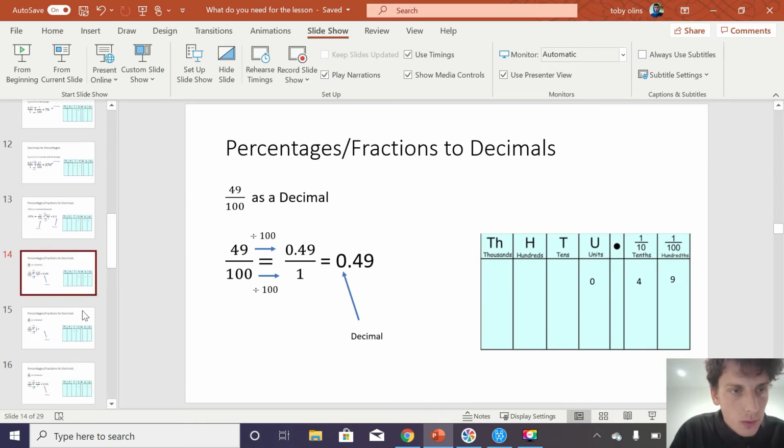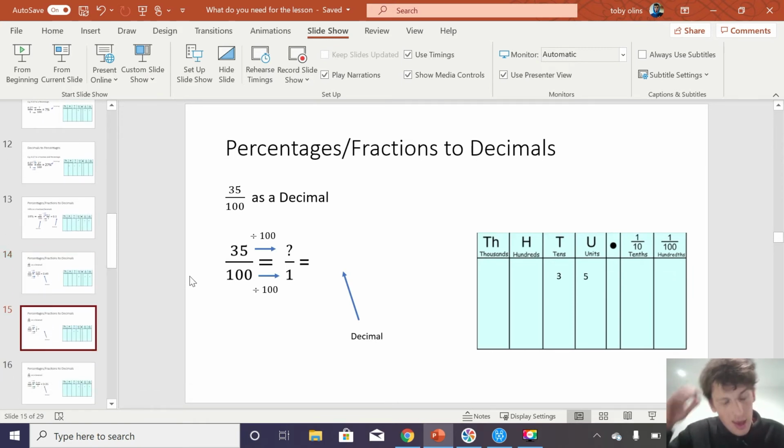For the next one, you're going to help me out. Here I have a fraction, 35 over 100, and I want to turn this into a decimal. All I'm going to tell you is what a decimal is. A decimal is a number which is out of 1, so we need to make our fraction out of 1. I've started it here, divided by 100. Now you need to do the top and tell me what the decimal is. You can use your place value chart to help you. Please pause the video, complete that task, and then press play when you are ready.